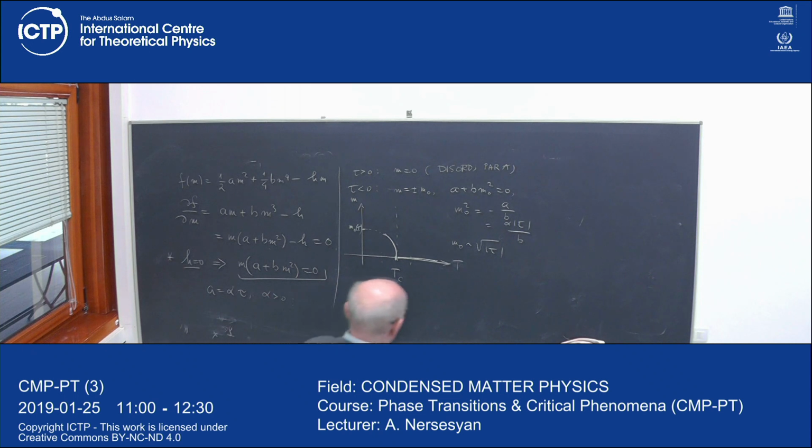Now I have to apologize, because last time when we were discussing briefly the behavior of the magnetization at criticality as a function of magnetic field, I wrote that it is h to the power 1/8.